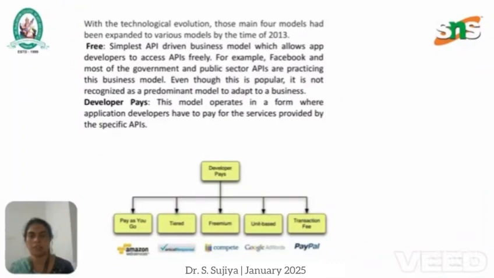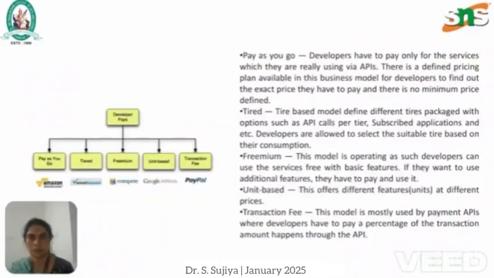Next is developers pay. This model operates in a form where application developers have to pay for the service provided by the specific API. Here, the developer pays as you go, as the developer has to pay only for the services they are really using via an API. There is a defined pricing plan available in this business model for developers to find out the exact price they have to pay, and there is no minimum price defined.